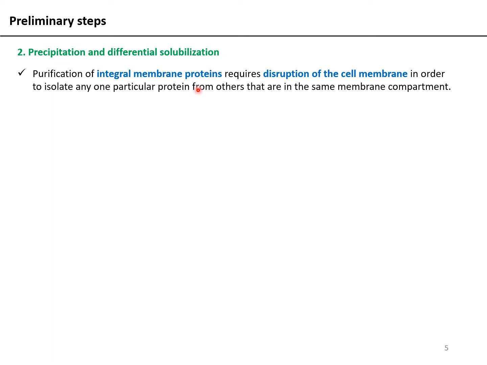In order to purify such proteins, you first have to disrupt the cell membrane in order to isolate any one particular protein from others that are in the same membrane compartment. A membrane is a continuous layer, and say you have your protein inserted in the membrane. You should be able to break apart your membrane without damaging your protein which is embedded in the membrane. Therefore, when you're breaking apart the membrane, your method of choice should be a very mild method.